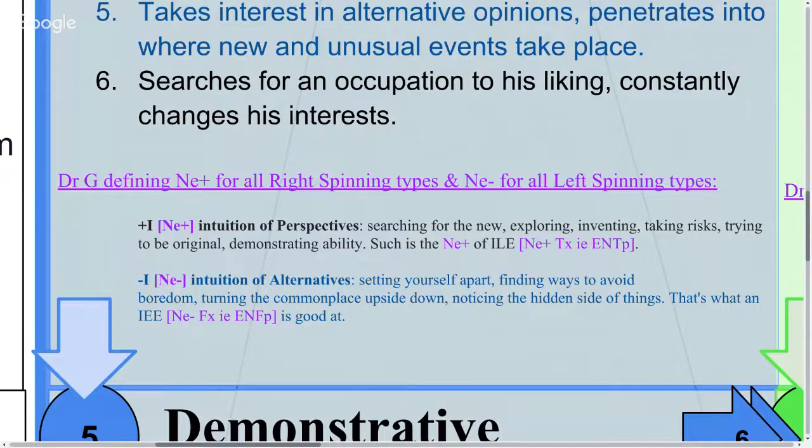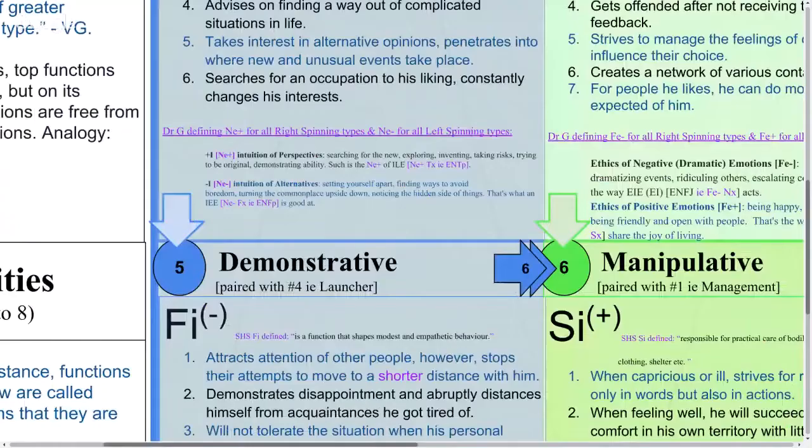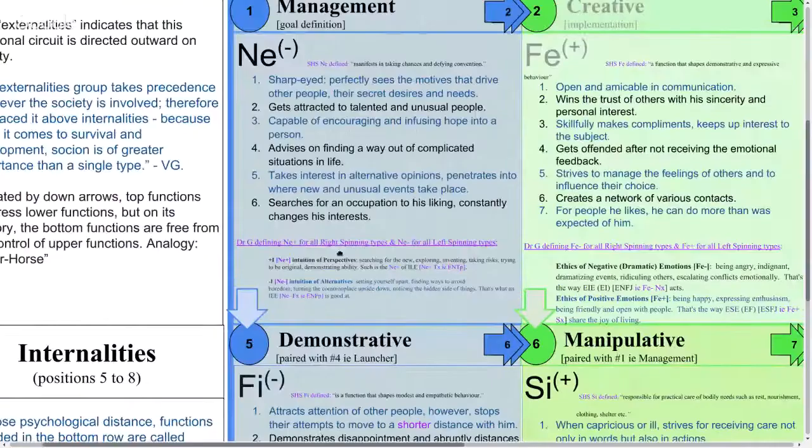NE plus, intuition of perspectives: searching for the new, exploring, inventing, taking risks, trying to be original, demonstrating ability. Such is the NE plus of I.E.E., that is the ENTP. NE minus, intuition of alternatives: setting yourself apart, finding ways to avoid boredom, turning the commonplace upside down, noticing the hidden side of things. That's what an ENFP is good at. Right, so that function in that position is done.